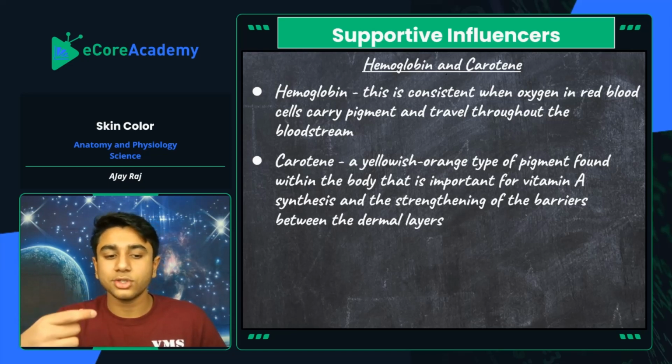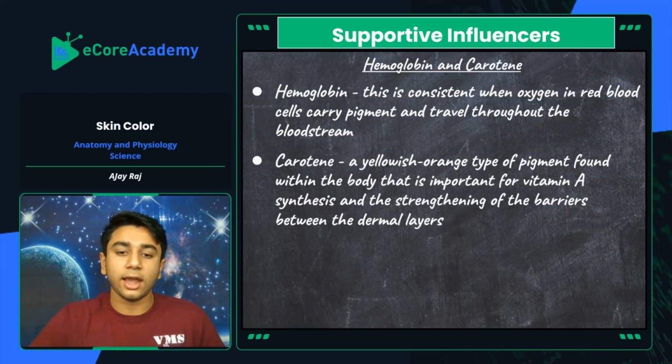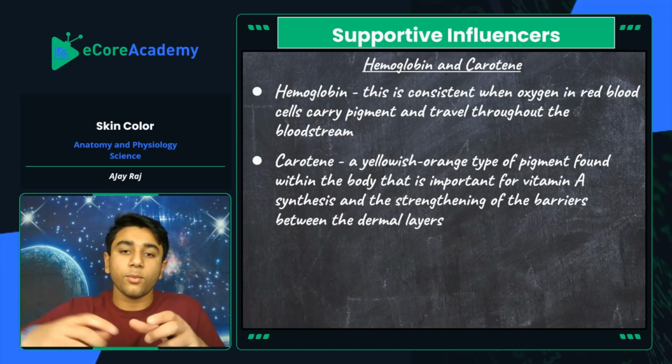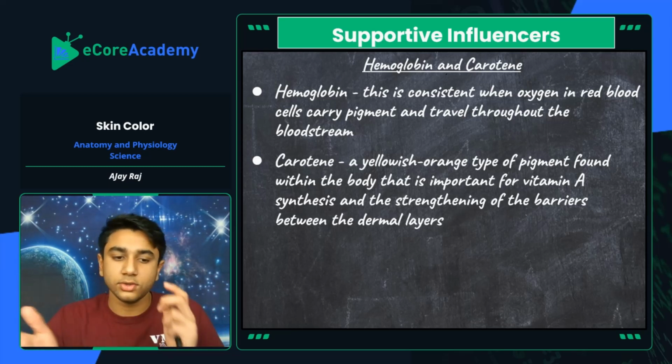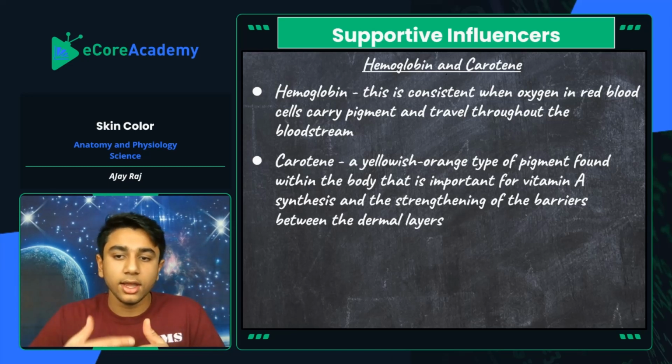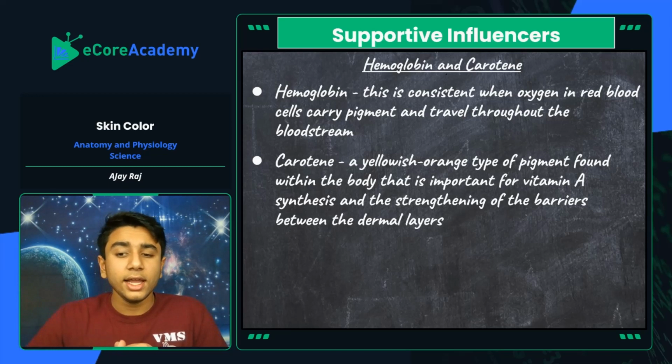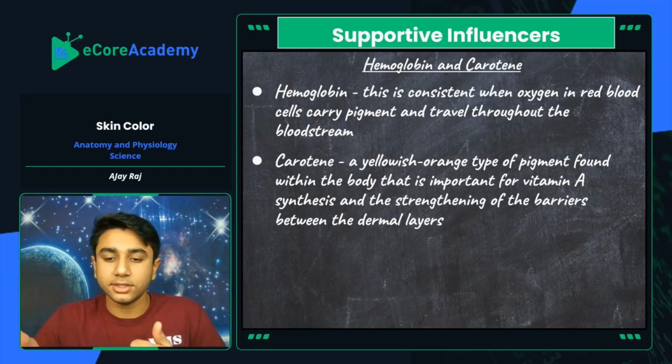Red blood cells are actually designed for that. They carry oxygen. They have no nucleus. They're super wide and have a cupping around it, so they can have as much surface area to transport as many objects as they need, including pigment and oxygen. And then keratin is a yellowish orange type of pigment found within the body that's a supportive influencer, but it's important for vitamin A synthesis within the body to help strengthen the skin.